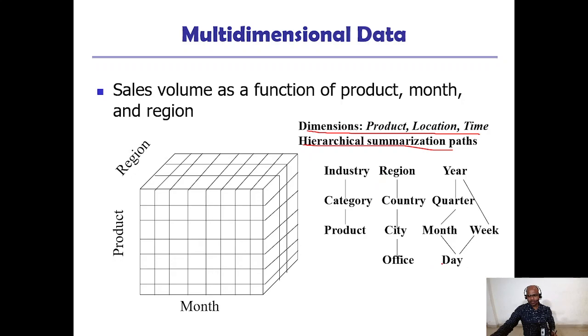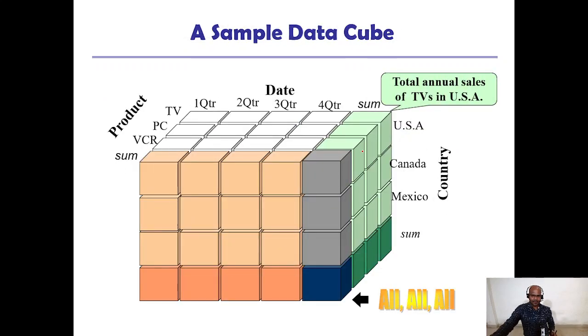And for example, time: day is less than a week, is less than a month, less than a quarter, is less than a year. Like that, we will consider different hierarchies to maintain data in the data warehouse. This is the sample data cube which we already saw in the earlier pages. This is a typical database where one dimension contains date, another dimension contains product, and another dimension contains country.